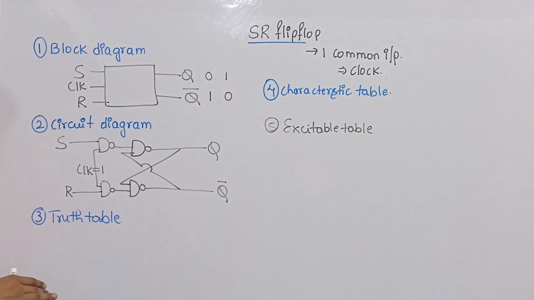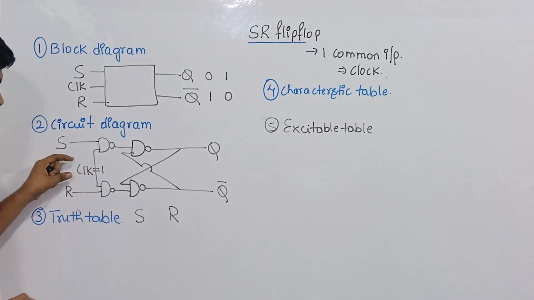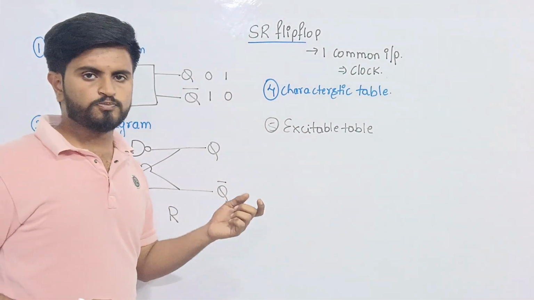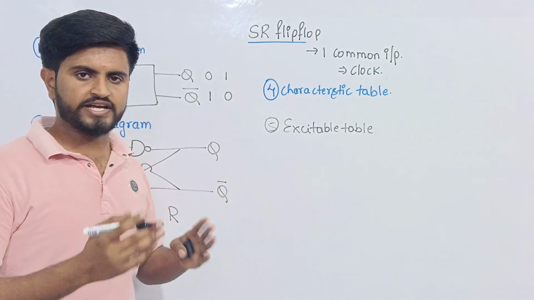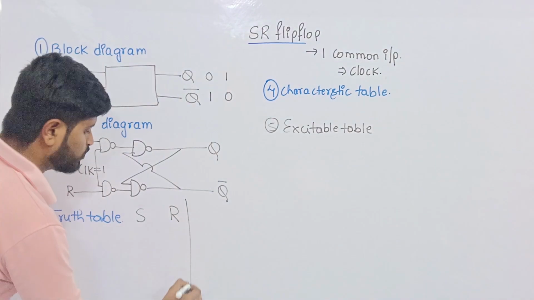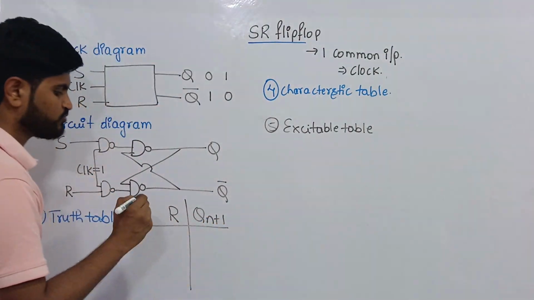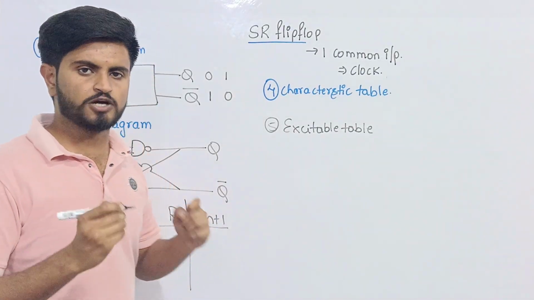Now using this circuit diagram, let's write the truth table. So what are my inputs? S, R, and no need to write the clock input, because the clock input value will always be equal to 1 and it will always be on, so you can neglect it. And my output will be Qn plus 1. What is Qn plus 1? Qn plus 1 means present state output.